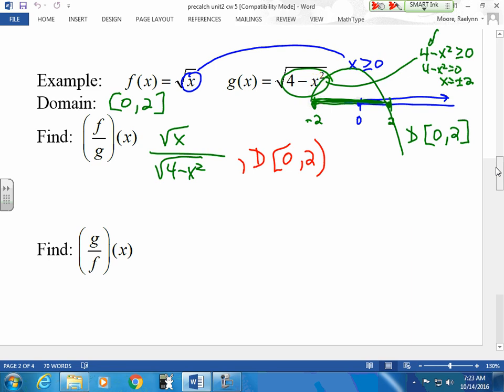Say this was a parabola down here, not a line. If I did this, and my domain was 0 to infinity because of this guy, would I have to change my domain for this? Is there anything that's going to give me a 0 down here? What can I plug in there that'll change? A 2. I'll have to change that.